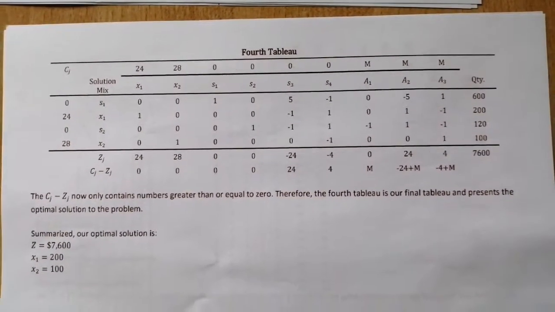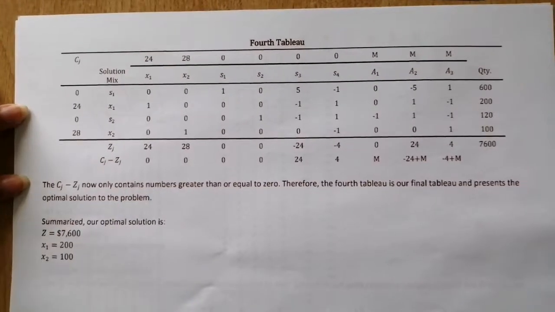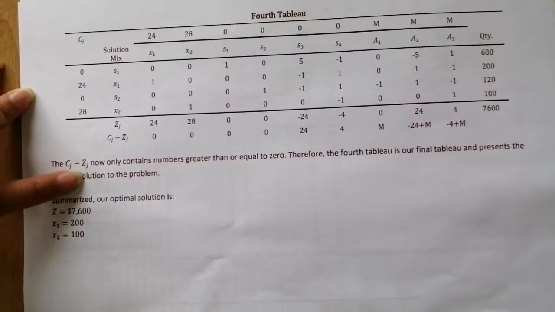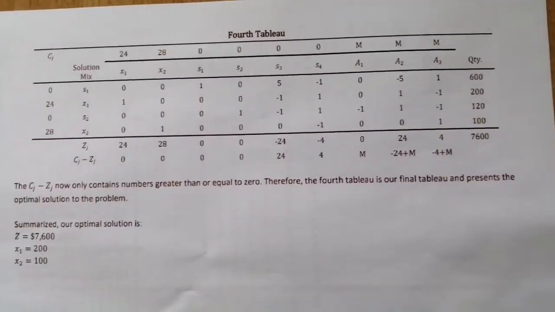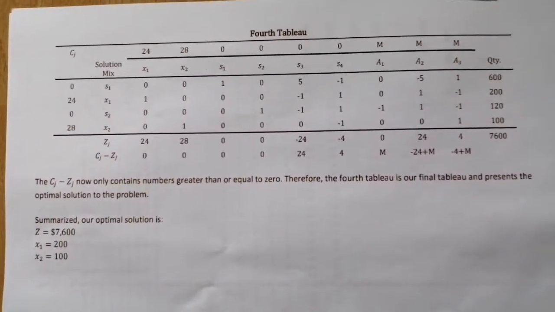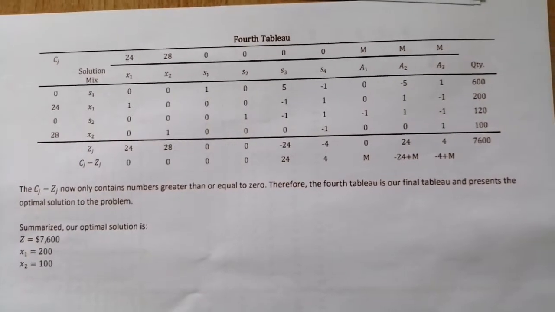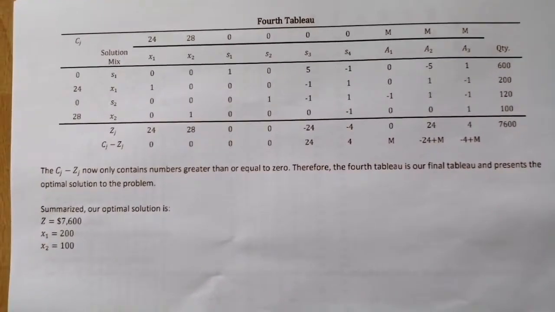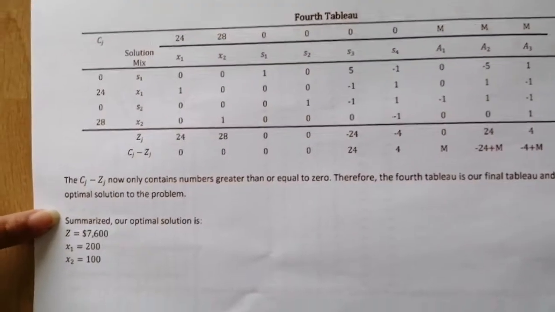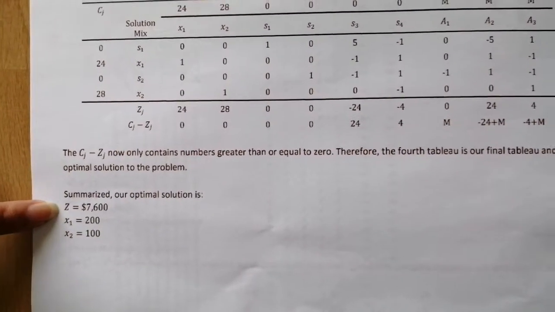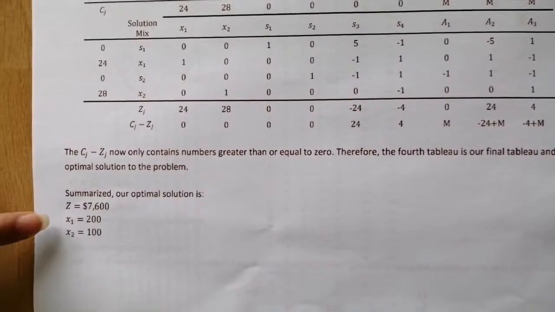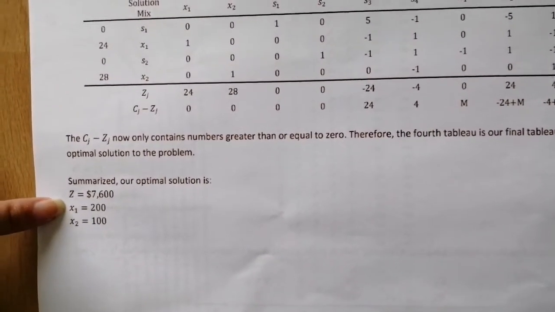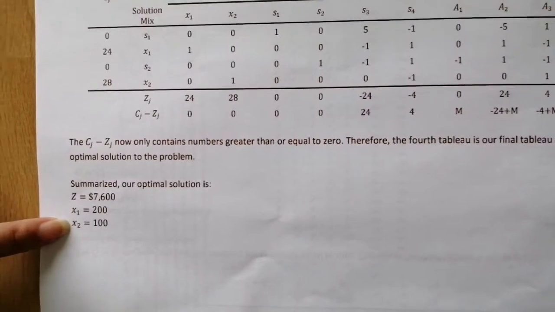As you can see, the Cj minus Zj now only contains numbers greater than or equal to 0. Therefore, the fourth tableau is our final tableau and presents the optimal solution to the problem. As summarized, our optimal solution is Z equals $7,600. Our X sub 1 is 200. Our X sub 2 is 100.